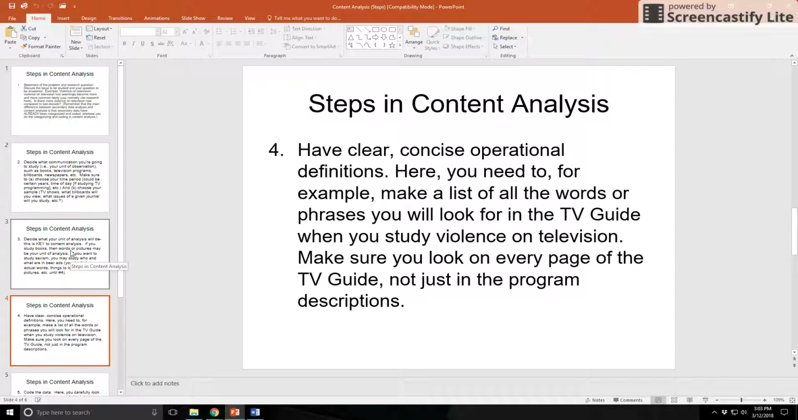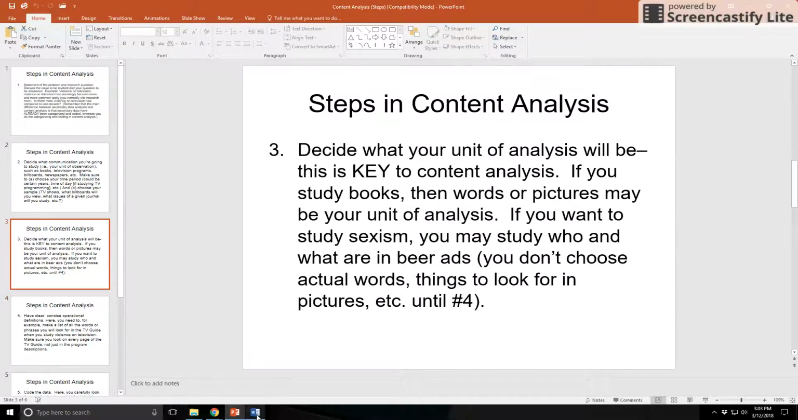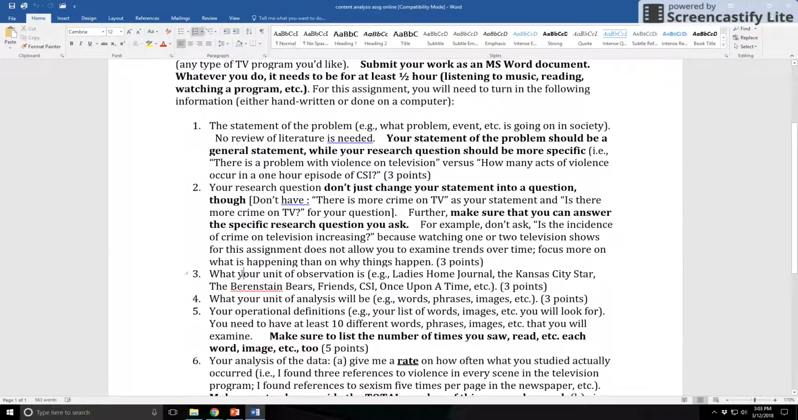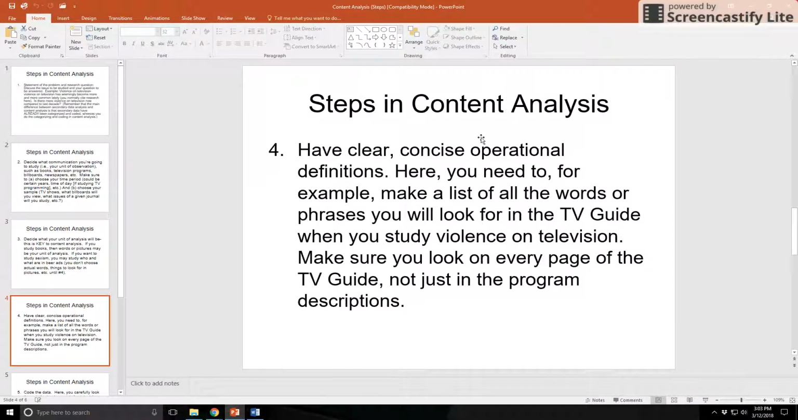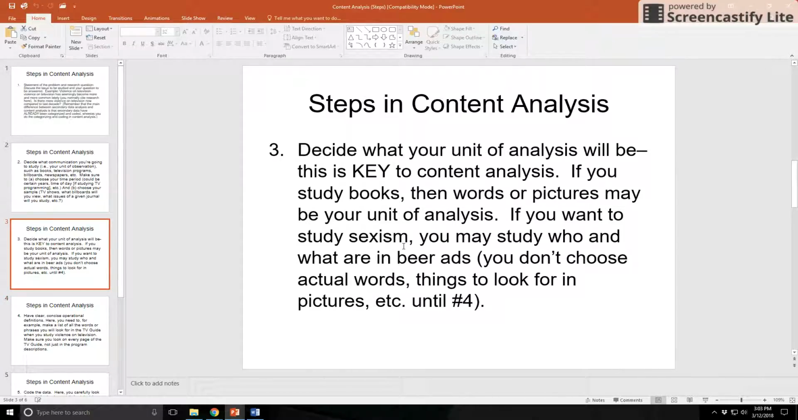So again, when I'm talking about number 3 here in the slides, I'm talking about number 3 here in the assignment. What's my unit of observation? It's the Kansas City Star. It's this music. It's that TV show. Unit of analysis, the words, phrases, again, go back here, number 4. This is what I talk about. This is what I meant when I said have a clear, concise operational definition. So if I'm going to look at a show, if I'm going to listen to music or whatever it is, okay, that's number 3.